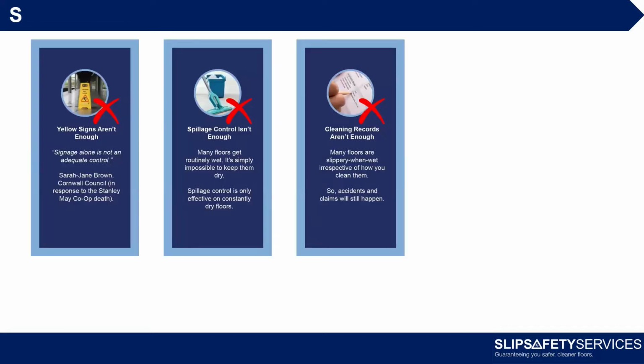So yellow signs aren't enough. There's a quote here from Cornwall Council. Signage alone is not an adequate control. Spillage control isn't enough on its own. It's good on certain areas of floors. I'm going to talk about this later. Floors that are dry and designed to be dry and constantly dry, and only occasionally going to get wet through some kind of spillage.